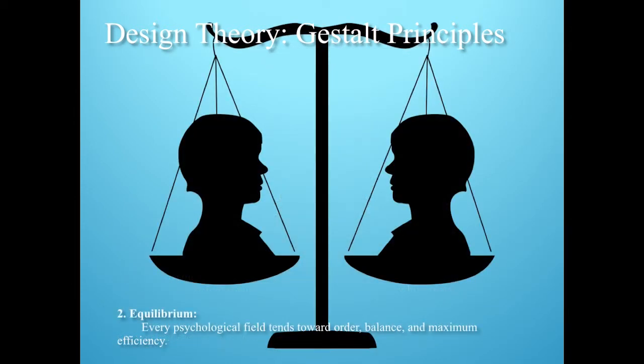Equilibrium. Every psychological field tends toward order, balance, and maximum efficiency. So your mind wants to balance things. If something is not balanced, it's not like a mirror image, your mind tends to try to find where it's not balanced and fix that.